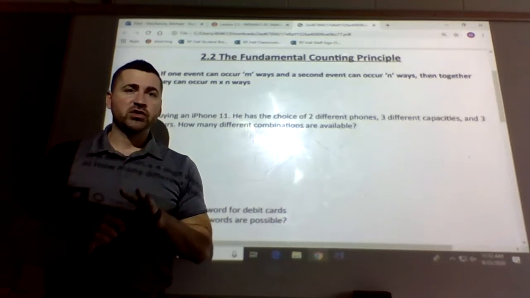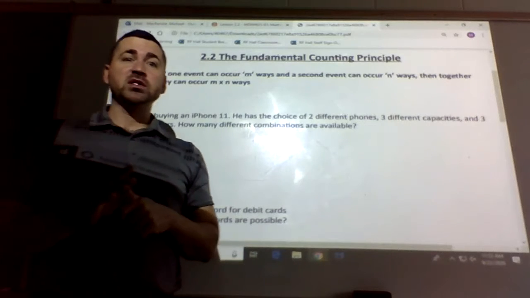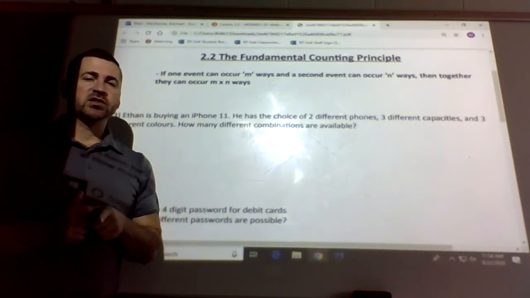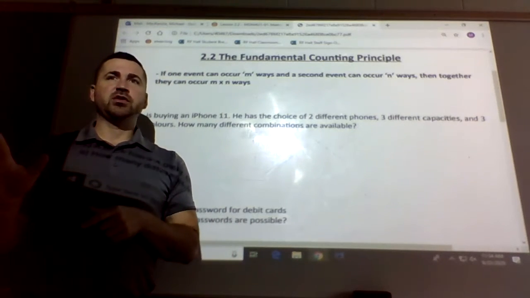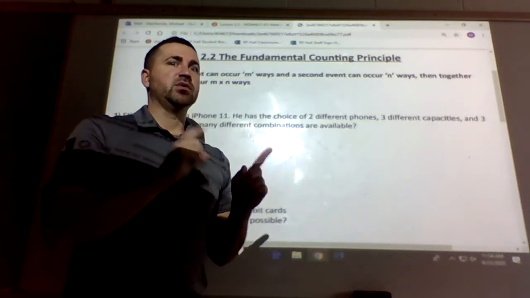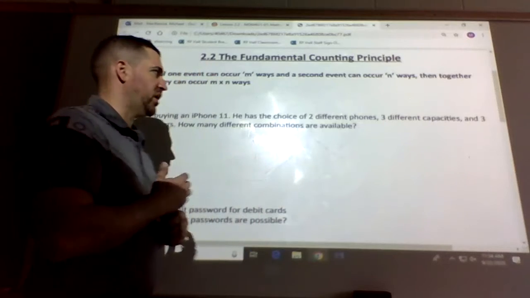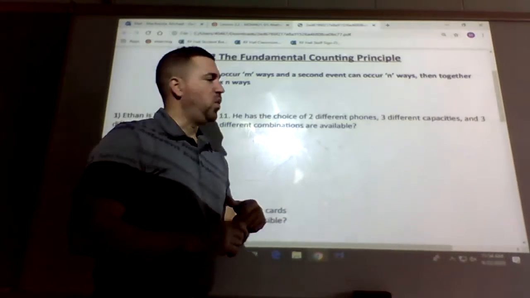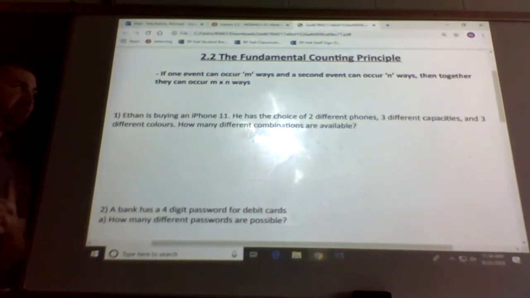We kind of touched on this when I did the example with the shirts and ties. So I had three dress shirts and four ties. So it's 3 times 4 is 12. The three dress shirts is one event, and then the ties were another event, so 3 times 4 was 12.